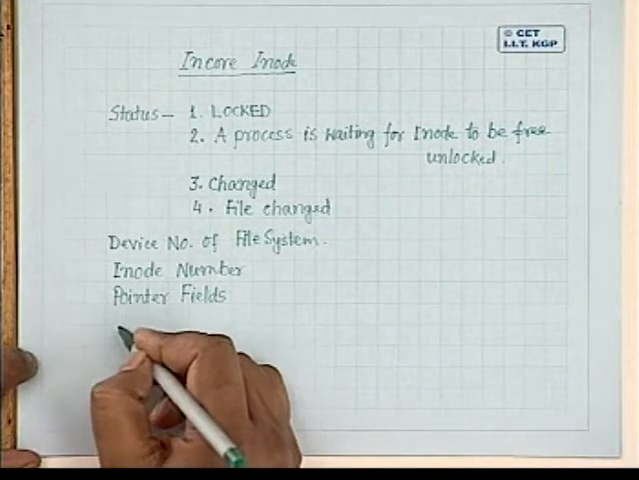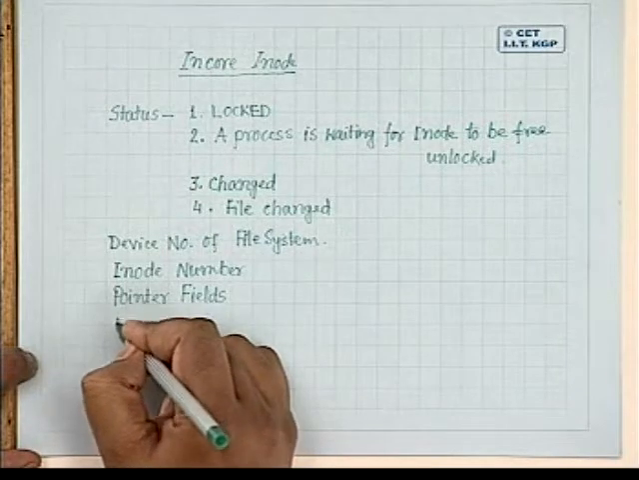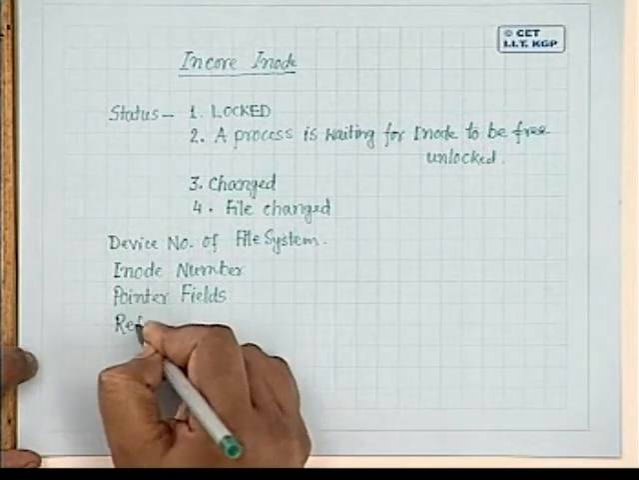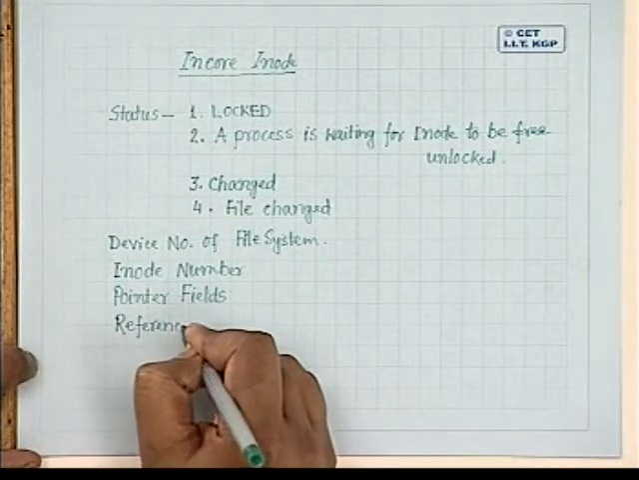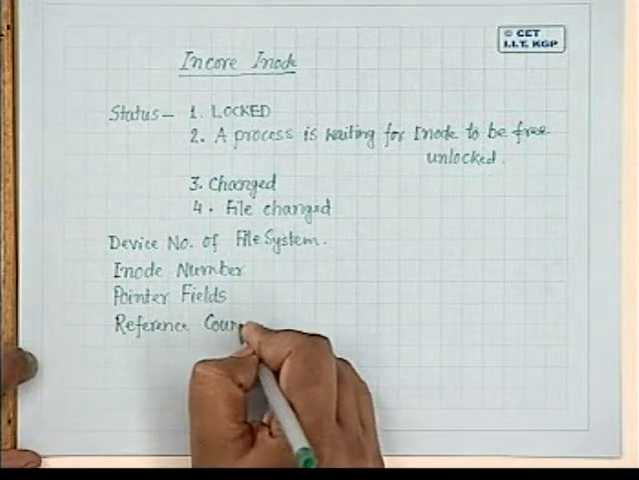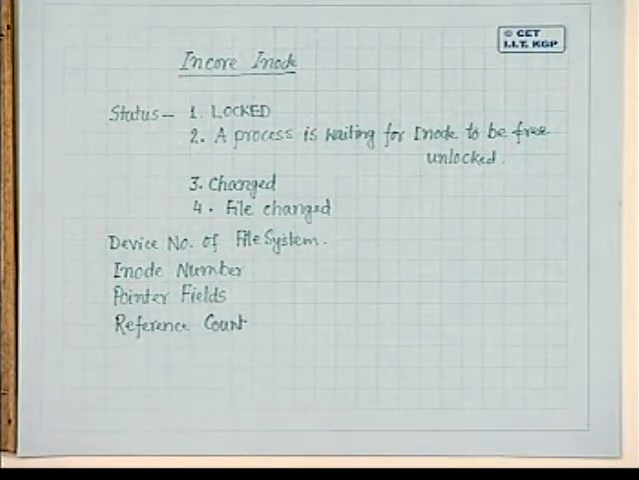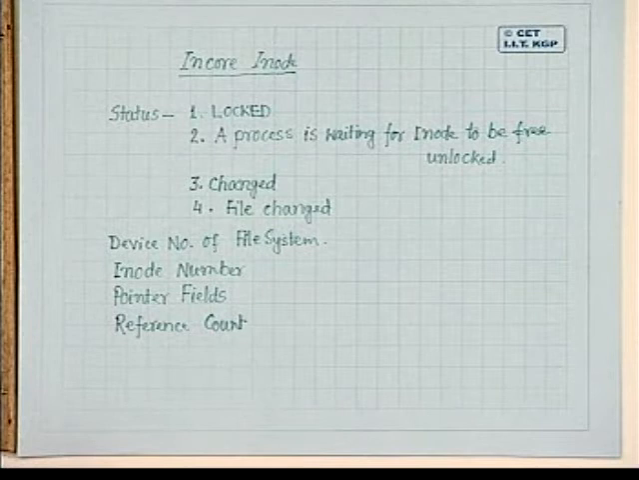We'll also have an additional field which is called a reference count field. The reference count indicates how many instances of the same inode are active simultaneously. It is like this: suppose a process opens a file for some reading or writing operation. While the file is open for that process, maybe another process also wants to use the same file. So that process will also open the same file.